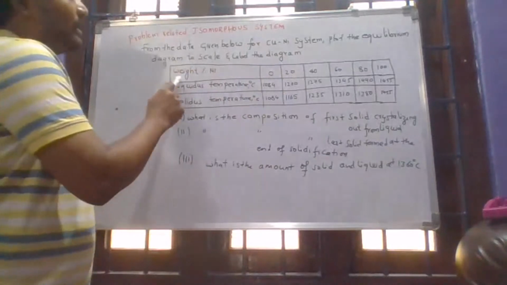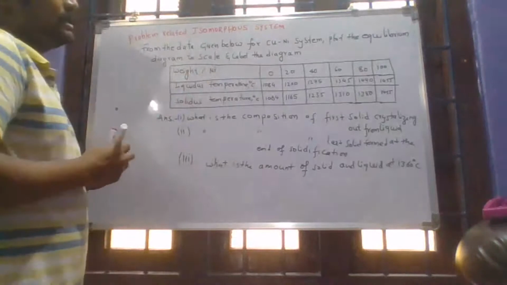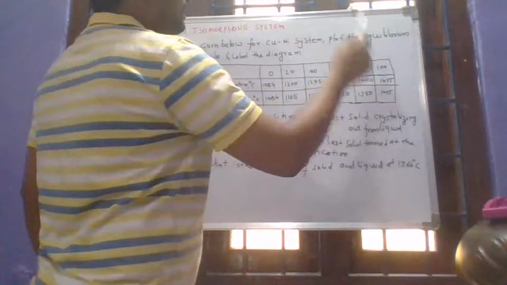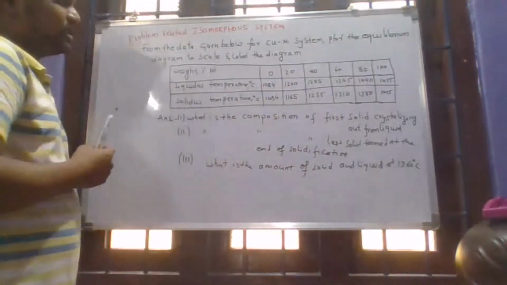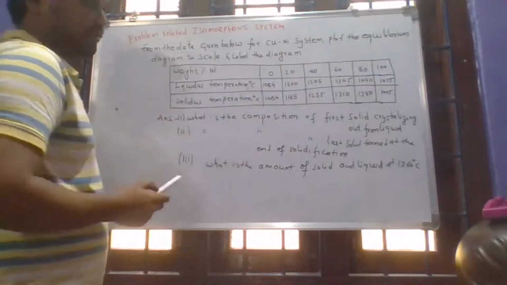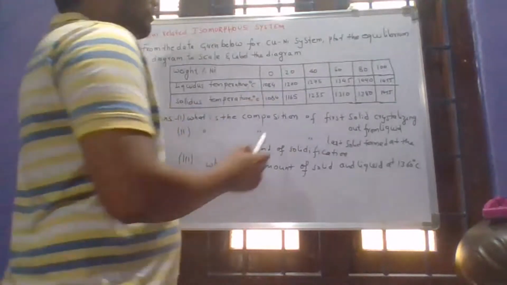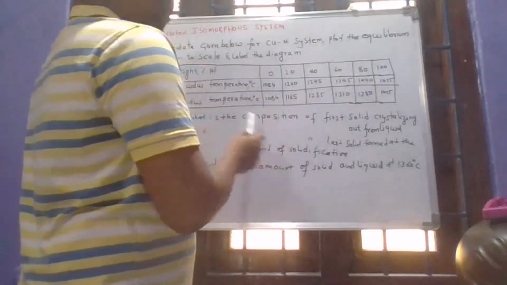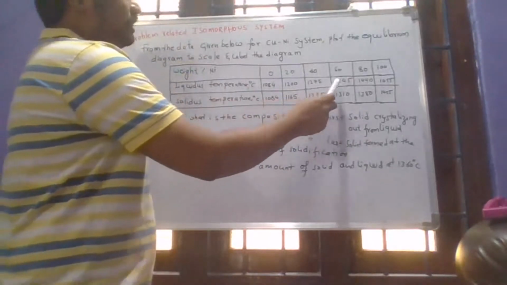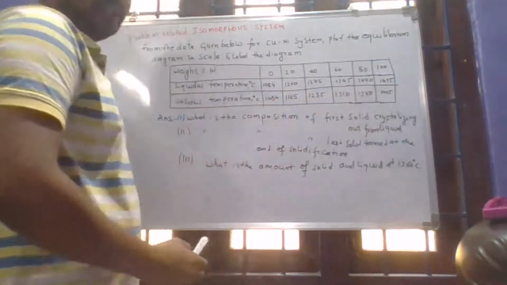So the data is given as the weight percentage of nickel: 0, 20, 40, 60, 80 and 100. The liquidus temperature is given in degrees centigrade. At 0 it is 1084. At 20 it is 1200. At 40 it is 1275 degrees centigrade. At 60, 1345. At 80, 1440. At 100, 1455 degrees centigrade.